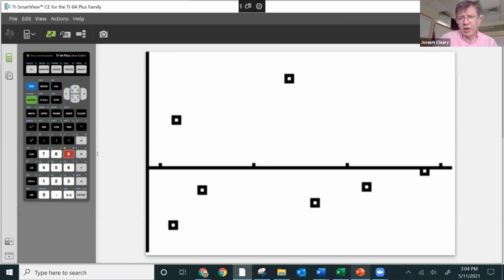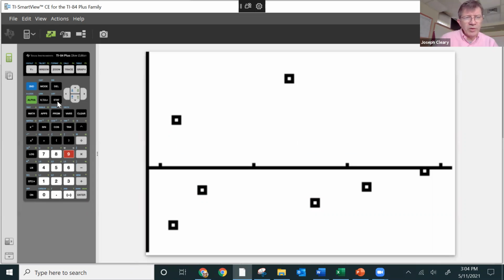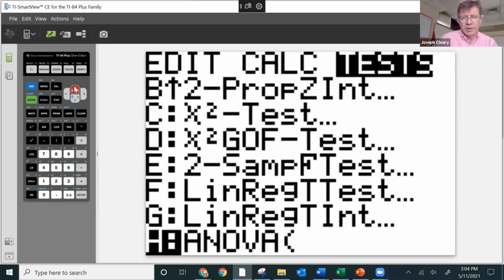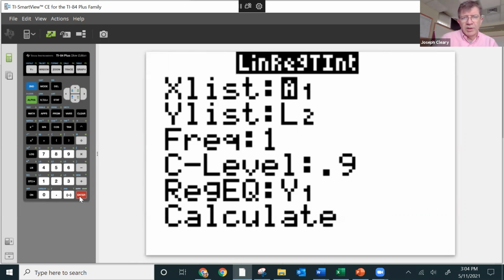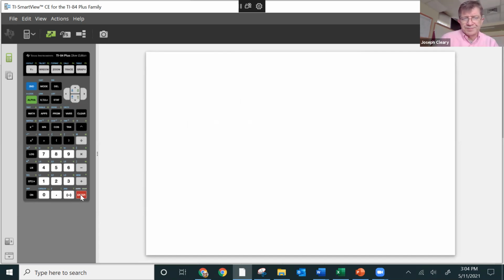Okay, so now I'm looking at all my conditions, and they've all been met. My next step is to create that t interval. Again, I'll use my calculator: I go to 2nd TEST, start at the bottom, and go to LinRegTInt. I say L1, L2, confidence level 90%, and send the regression equation to Y1 again, just overwriting what I already have.